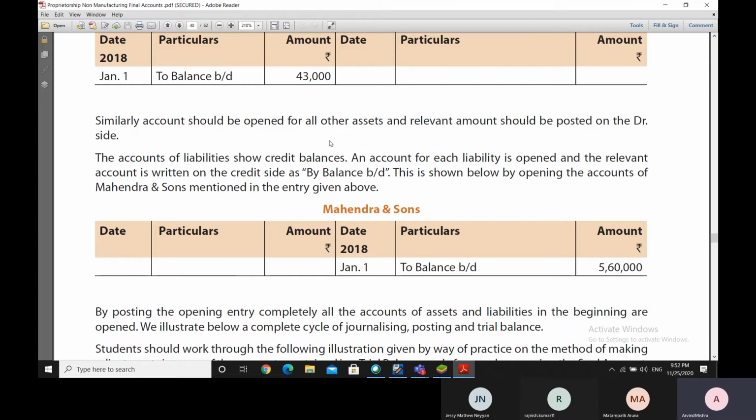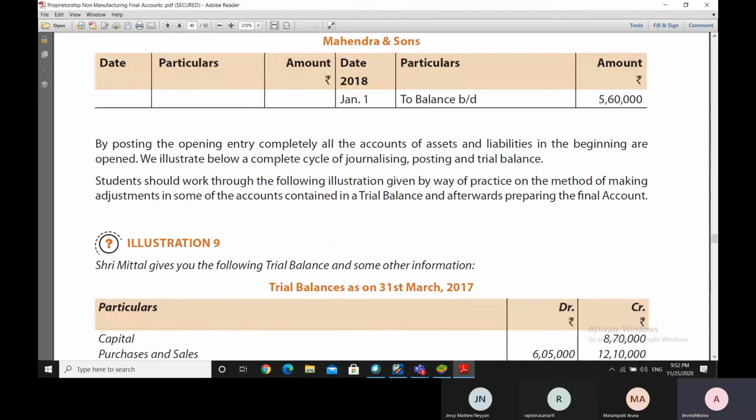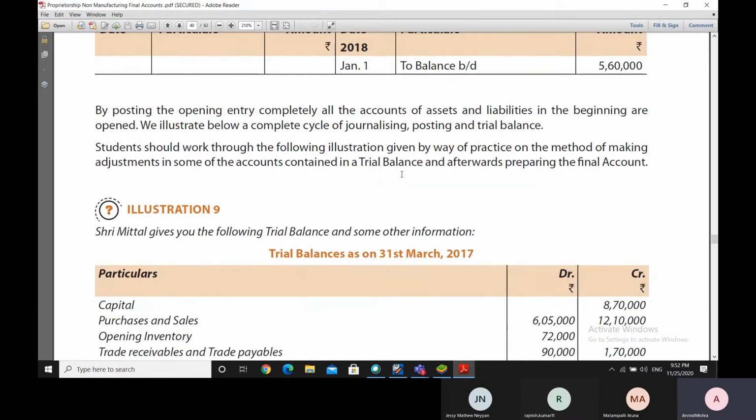Now the accounts of the liabilities show credit balances, and therefore they are brought forward as 'By balance brought down' because they are entered on the credit side of the new account. Now once we have posted the opening entry completely, all the accounts of the assets and all the liability accounts in the beginning are now opened. So that is how the opening entry is made.